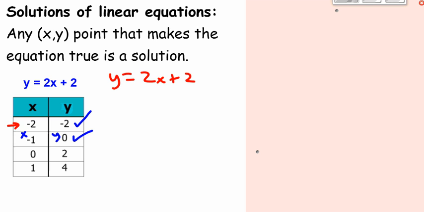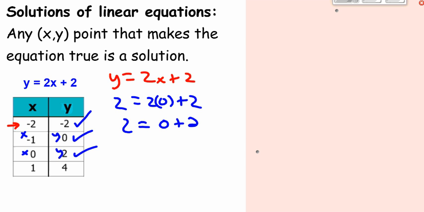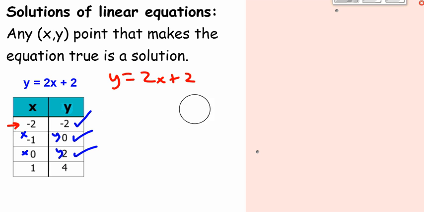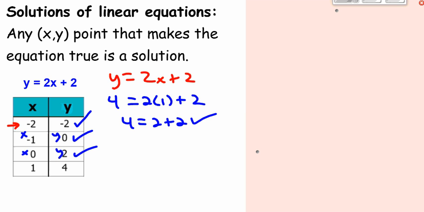All right, this one I'm checking when x is 0, y is 2. So when y is 2, plugging in 2 for y, plugging in 0 for x. 2 is equal to 0 plus 2. That also checks. All right, and then let's try this very last one where x is 1 and y is 4. So 4 goes in for y, 1 goes in for x. 4 is equal to 2 plus 2. That also checks. So each one of these points is a solution.